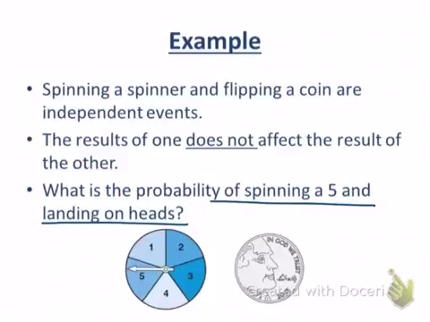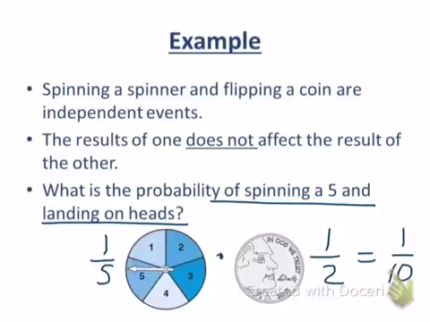Griffin? 1/10. Where'd you get that from? Because the probability of spinning a 5 is 1/5. The probability of flipping a head is 1/2. And when you multiply those 2 together, you get 1/10. Okay? So this goes back to what we just said. If you have independent events, the probability of a combination of events happening is the product of the 2 different probabilities. So you find the individual probabilities and then multiply them together to get 1/10. All right, so 1/5 times 1/2 is 1/10.